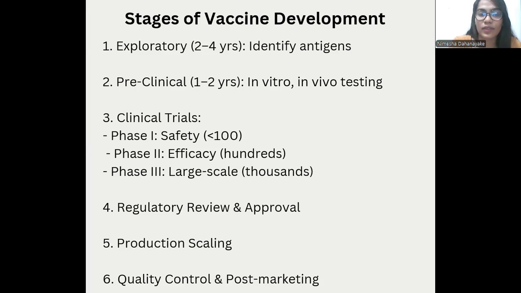Fourth one, regulatory review and approval. After the successful trials, the vaccine is reviewed by a regulatory body to get approval for public use. Next one, production scaling. Once approved, companies start making the vaccine in large quantities. Next one, quality control and post-marketing. Even after approval, the vaccine is continuously monitored for safety and quality.